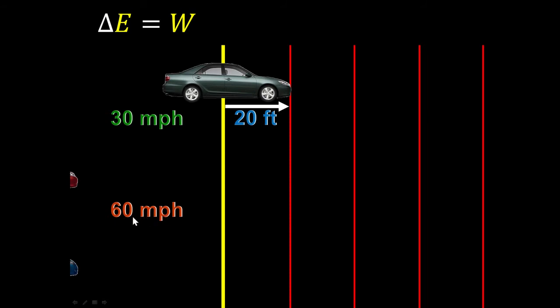What stopping distance would we do if we were going 60 miles per hour? Well, 40 feet, right? Twice the velocity is twice the distance. We got to be careful. The change in energy is equal to how much work needs to be done. This kinetic energy needs to disappear. It needs to go to 0. So we have to do an equal amount of work here.